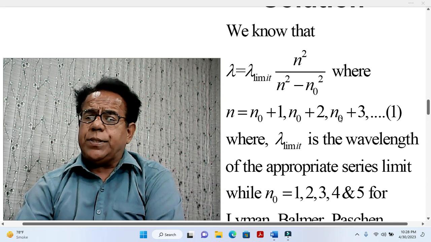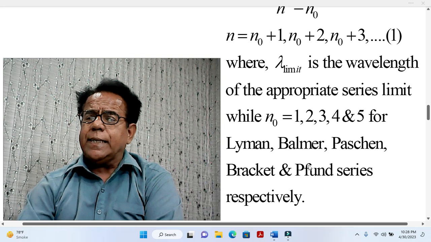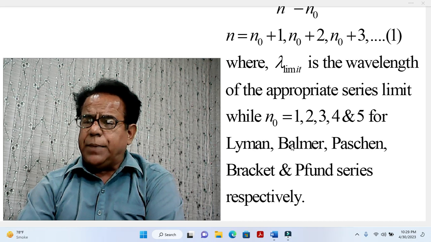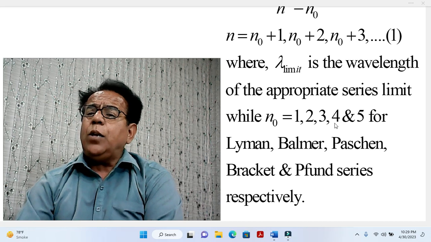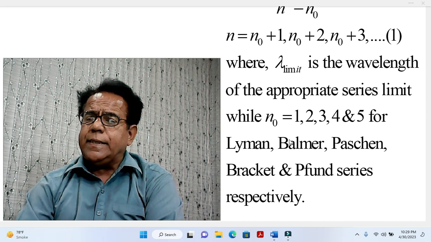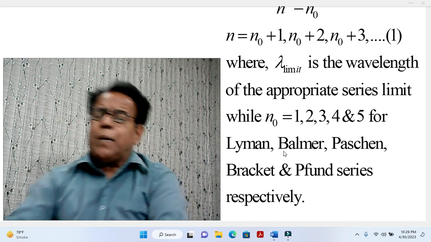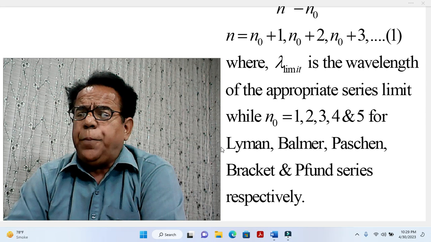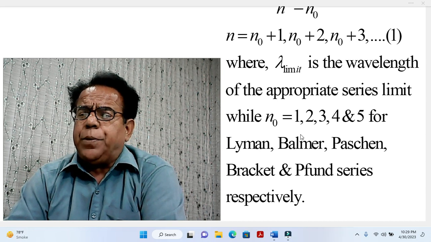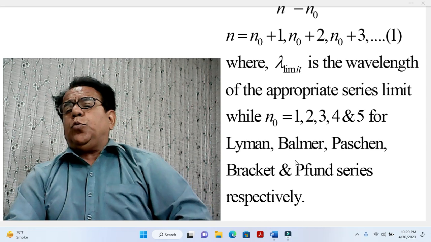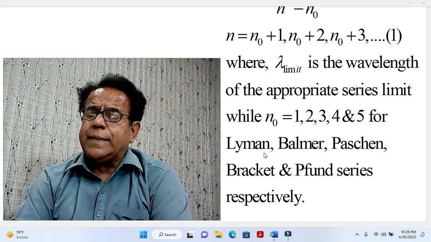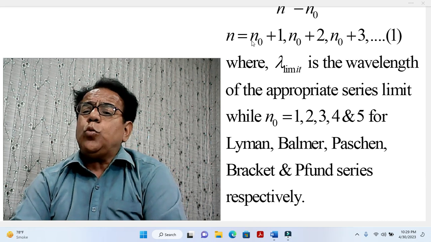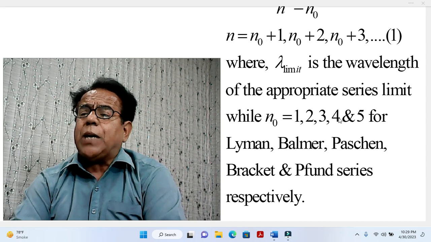In this equation we have said that n naught equal to 1 is for the Lyman series, 2 is for the Balmer series, 3 is for the Paschen series. So n naught equal to 4 is for the Brackett series. It has become quite clear, because the word respectively has been used, so this arrangement is in a proper order. Brackett comes at number 4, hence for the Brackett series n naught is equal to 4, and we know that n is equal to n naught plus 1, that is n begins from 5.